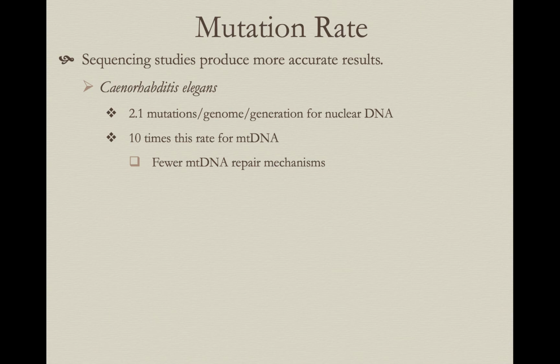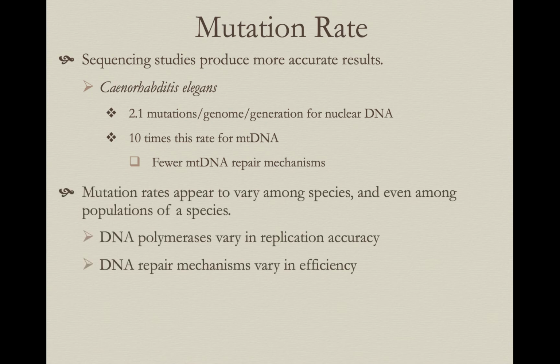So we'll see later that there's variation. Oftentimes, when the mistake is made by the DNA polymerase in forming the new DNA strand, there are repair mechanisms that come behind it and correct some of the mistakes. But there's differences in their efficiencies in being able to find those mistakes and make those repairs. So DNA polymerases vary in their replication accuracy, and then the repair mechanisms that come along behind that vary in their efficiencies as well. And so that can lead to a variation among and even within species.